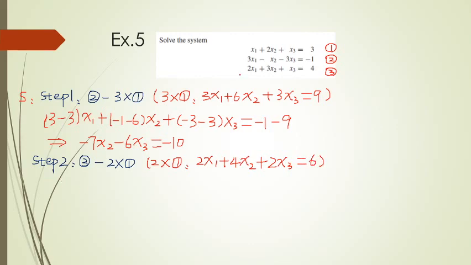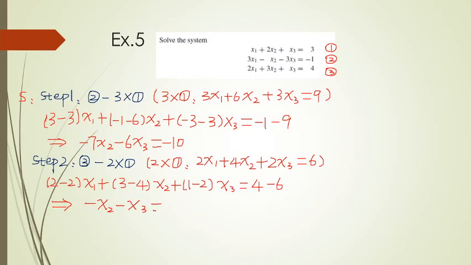So the third equation minus this one. For x1, that is 2 minus 2, right? For x2, that is 3 minus 4. And for x3, that is 1 minus 2. And then the right side becomes 4 minus 6, right? Then we get a new equation, but only involving x2 and x3. So we get minus x2 minus x3 equals minus 2, okay?